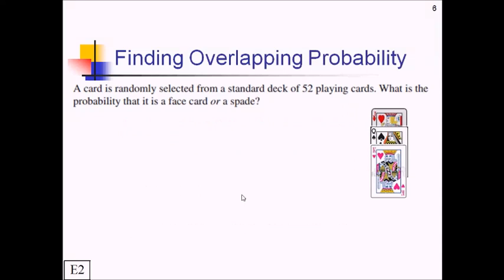Here's another example for you to try out. We randomly select another card from a deck of 52. We want the probability it is a face card or a spade. Pause the video, try it out.